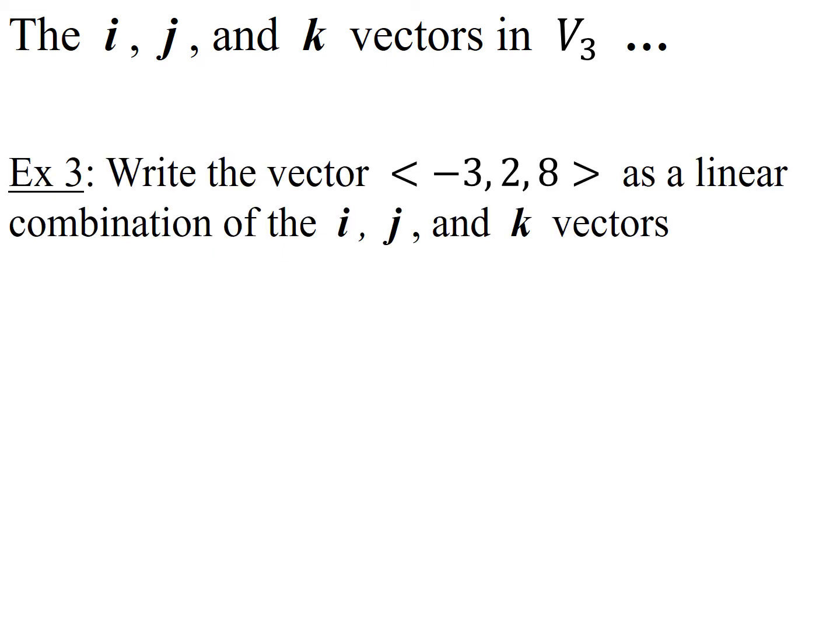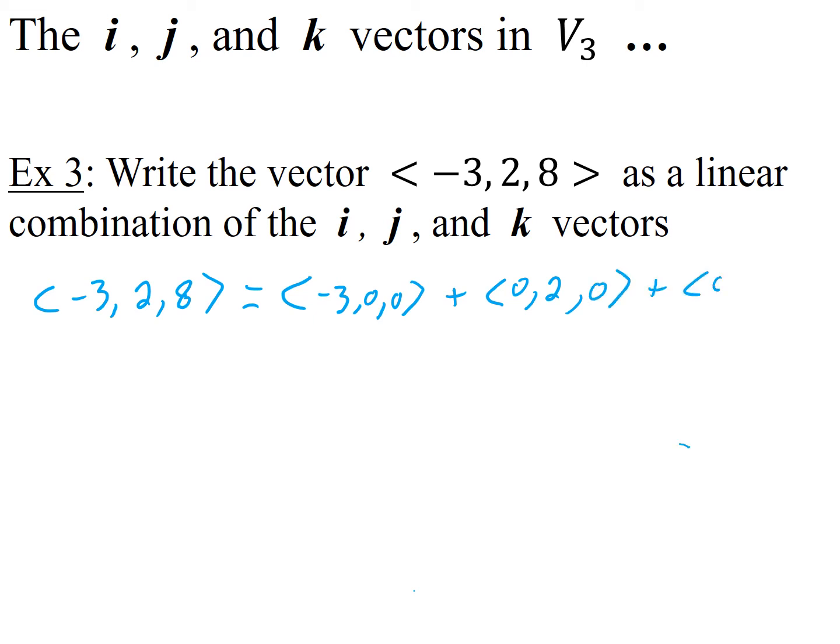So this example says to write the vector ⟨-3, 2, 8⟩ as a linear combination of the i, j, and k vectors. One more time, I'm just going to show you the long way, but you don't need to do the long way. But you could take this vector ⟨-3, 2, 8⟩, separate it into things that have zeros in it. So it'd be ⟨-3, 0, 0⟩ plus, so that one just has an x number. This one will just have a y number. And the last one will just have a z number. And then you kind of factor the numbers out. So the -3 comes out, and this is ⟨1, 0, 0⟩.